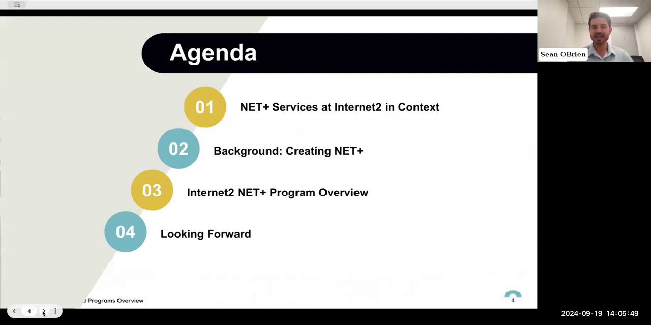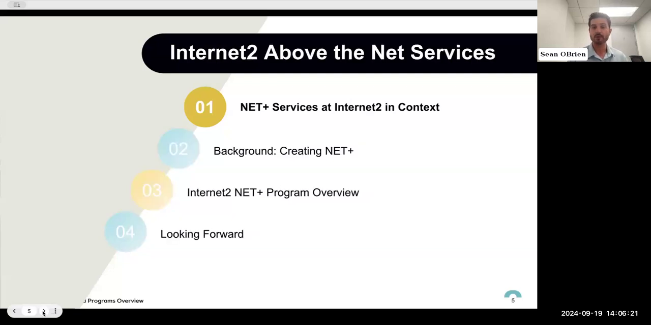So today we're going to talk about really 4 key areas within the Net Plus program. So some contextual things around the program. What is the program? Why do we do it? How does it fit into the mission of the organization of Internet2? Some background on creating Net Plus, an overview of the Net Plus program and all the programs within the program, and then looking forward, some of the things we're working on, some of the things we're thinking about, and some of the opportunities to get involved and get engaged if there's things you want to learn more about.